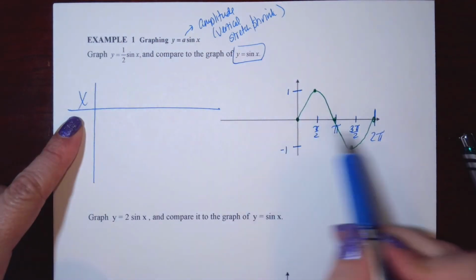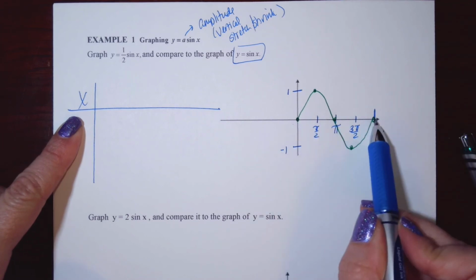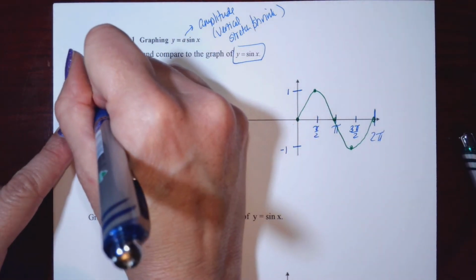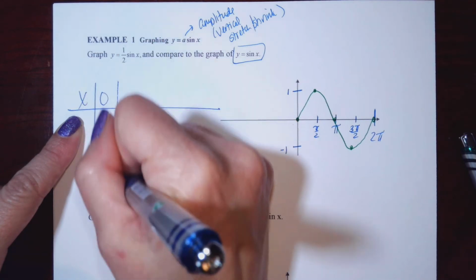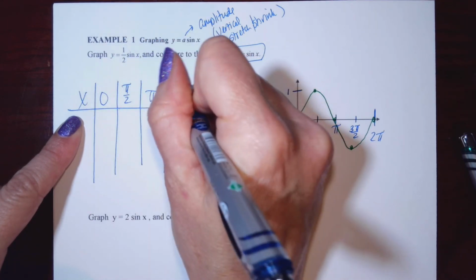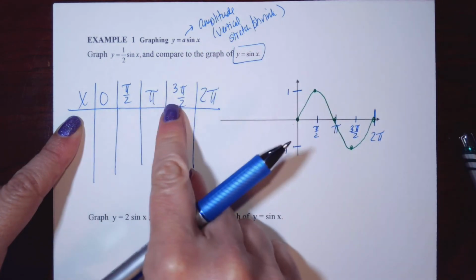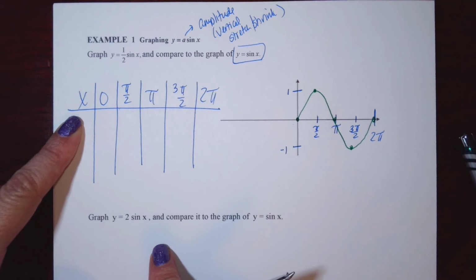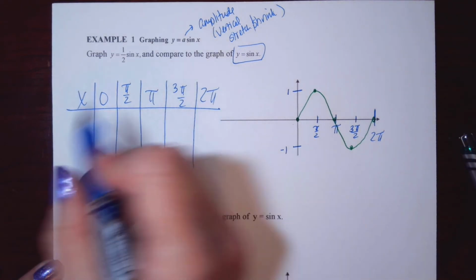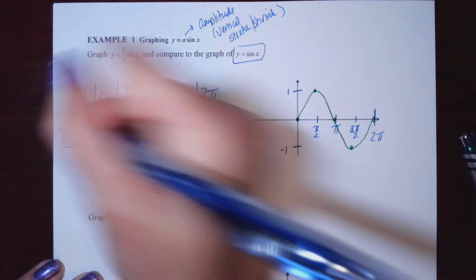So I'm plugging in angles, and the angles I'm going to plug in for 1 period are my quadrantal angles: 0, pi half, pi, 3 pi halves, and 2 pi. 1, 2, 3, 4, 5. Those are the 5 quadrantal angles we're going to be looking at. Now, my first function is my parent function, y equals sine x.